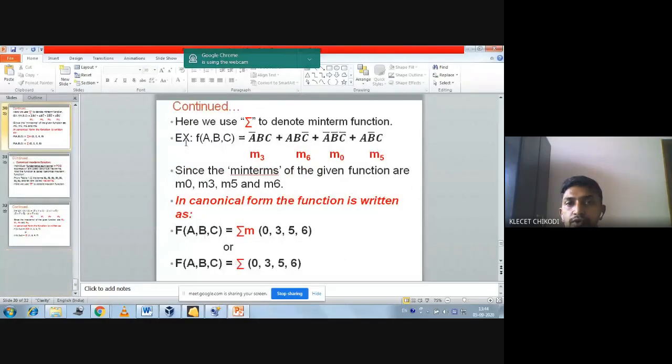You can see that here. Here we use the summation symbol. This is the summation symbol to denote the min term function.